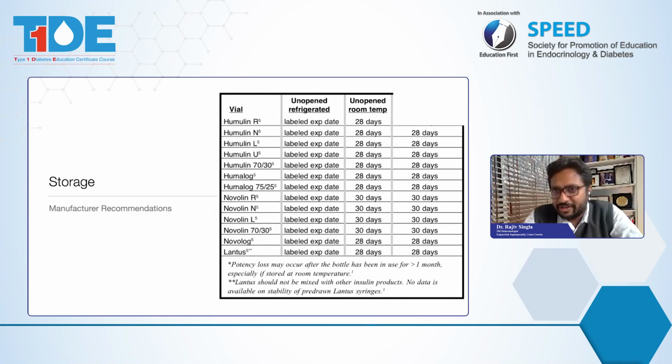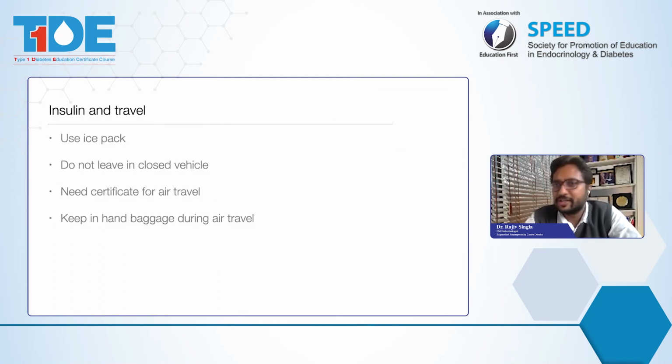So these are the manufacturer's instructions. What they tell us is that if we have opened an insulin vial or insulin pen, and we are keeping it at room temperature, which means between 8 and 30 degrees, then it would only last for 28 days, not more than that.